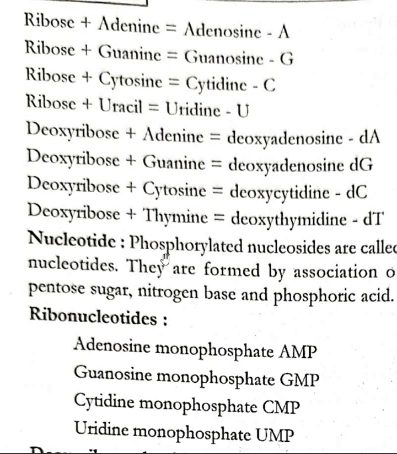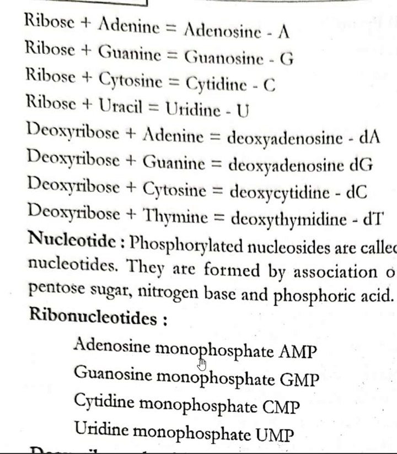Now, nucleotide. Phosphorylated nucleosides are called nucleotides. Means nucleoside plus H3PO4, phosphoric acid, forms a nucleotide. There are four different types of nucleotides present in the RNA and DNA. In the DNA, there are four nucleotides. In the RNA, there are four nucleotides.